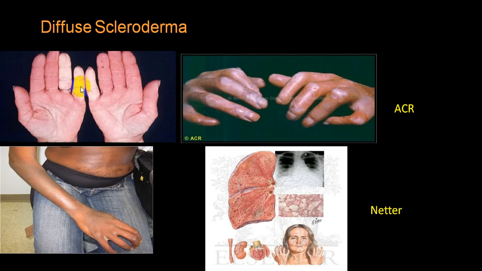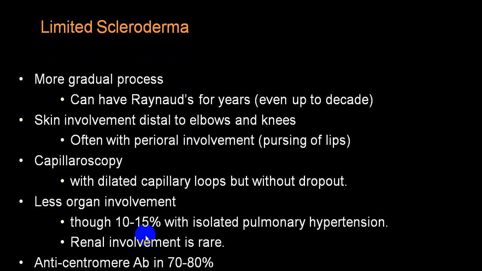So this is Raynaud's phenomenon, acroderma or sclerodactyly. This is lower lobe fibrosis, kidney involvement, heart involvement, Raynaud's phenomenon, typical skin involvement. You can see the typical skin involvement, very, very classical.